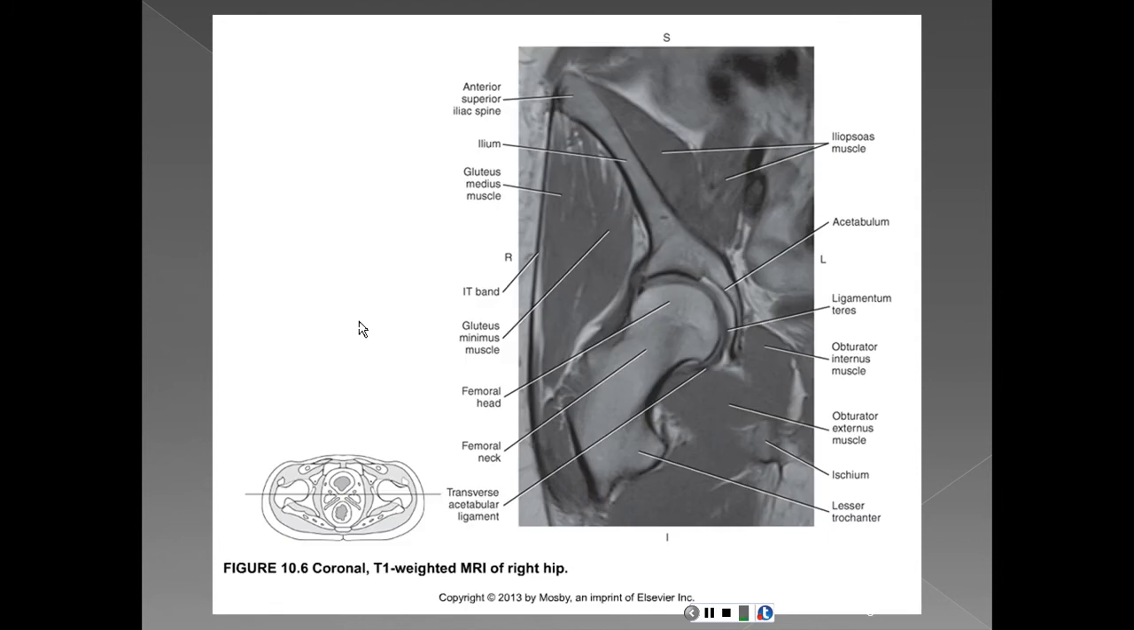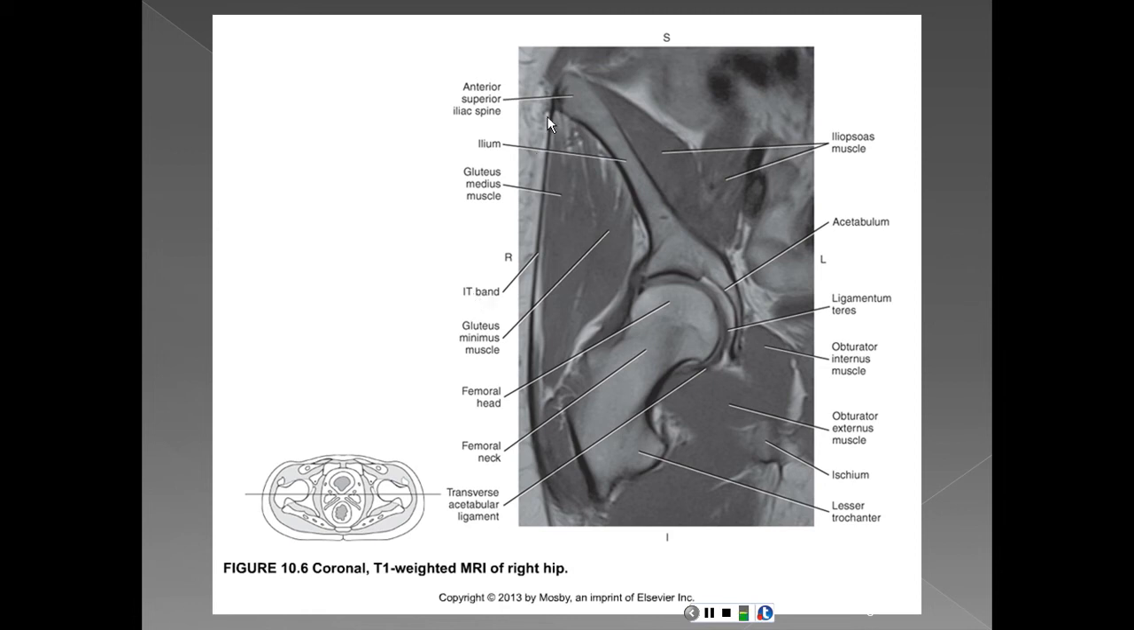And here's a T1 weighted MRI of the right hip. So this is a coronal image. So there we have the ASIS, or the anterior superior iliac spine, the ilium, gluteus medius muscle. All of this right here is the gluteus medius muscle. And then you have the iliotibial band.